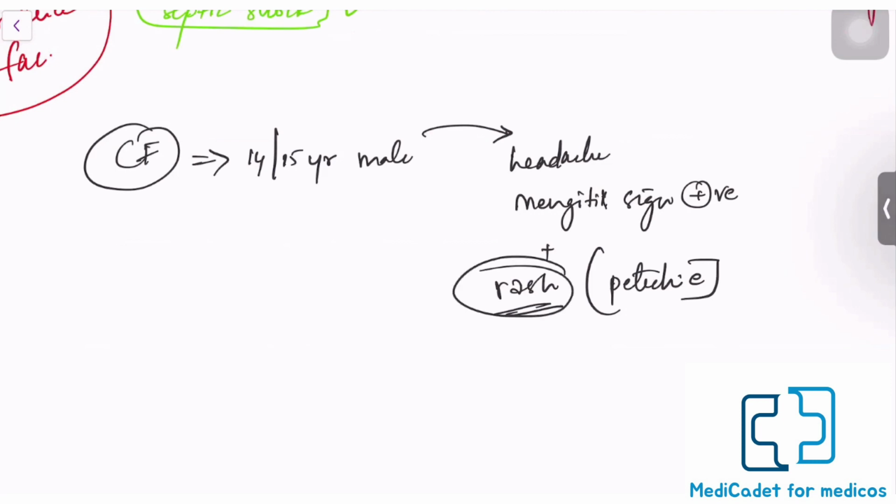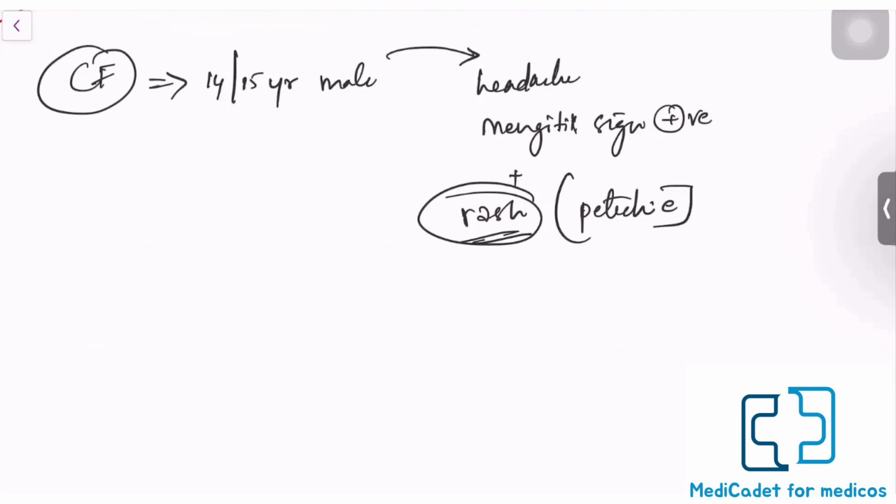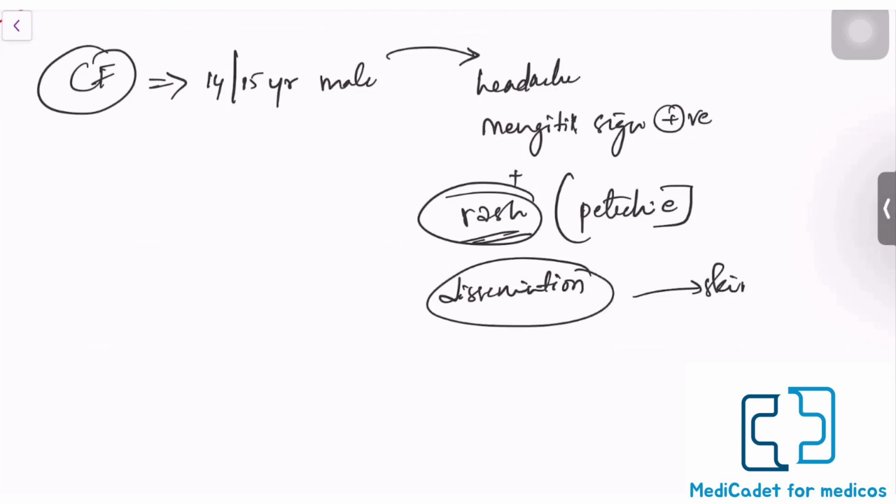Why is the rash there? Probably because of the dissemination, it spreads to the skin, causing this petechial rash. This is a very important one. Very few meningitides show a rash. I think you're going to see a rash in enterovirus, West Nile virus, and Neisseria. We'll discuss those in a while. But as of now, remember rash plus meningitis in a young boy who stays in a dorm. The first thing that should come to your mind is Neisseria meningitidis.